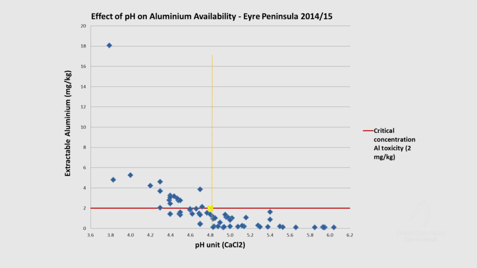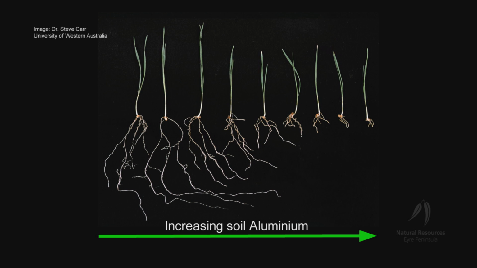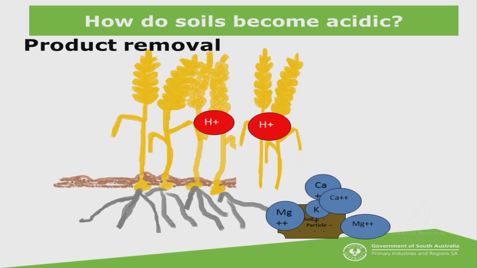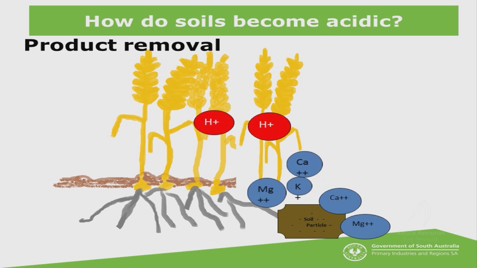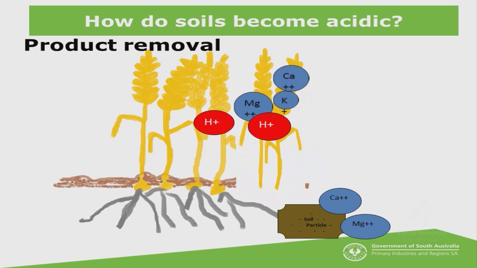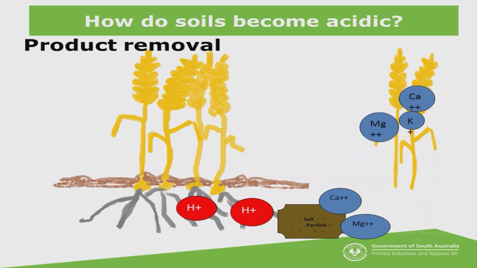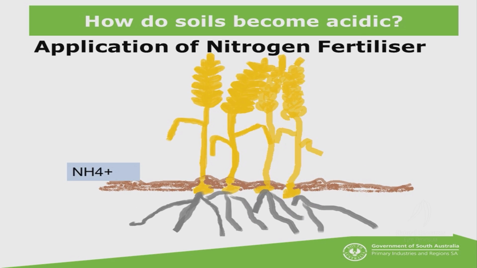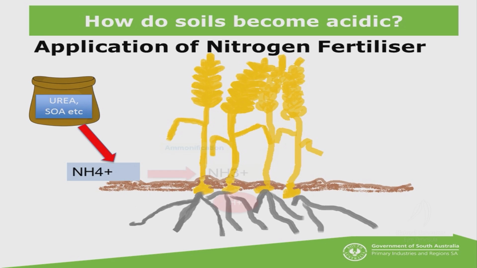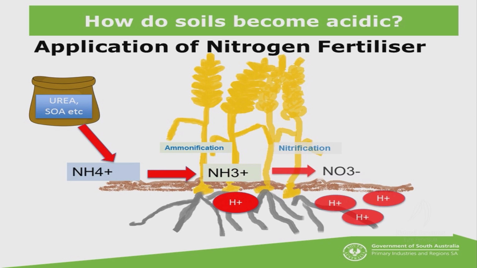Where you've got pH lower than 4.8 and high amounts of available aluminium, you actually get root pruning and effects on crop growth. The main causes of soil acidity are product removal, where your plants uptake basic cations such as calcium or magnesium. Plants actually expel a hydrogen ion, which is the acid ion which causes low pH acidic soil. Some of the other causes are increased use of nitrogen fertilisers, specifically sulphate of ammonia, which acidifies at about twice the rate that urea does.